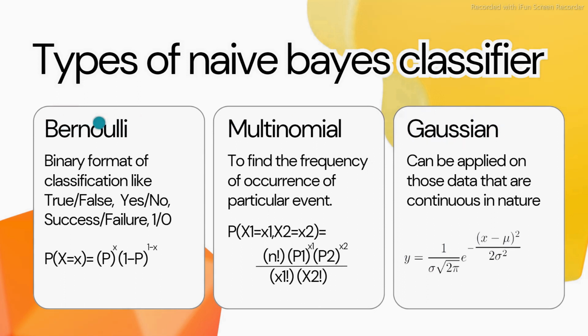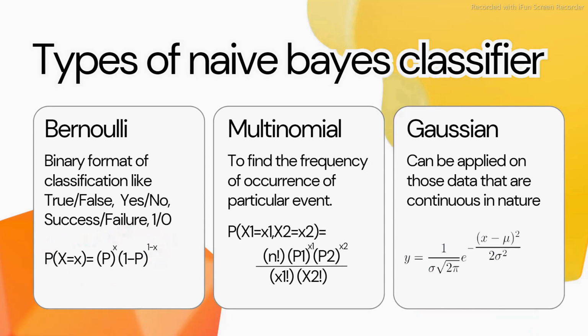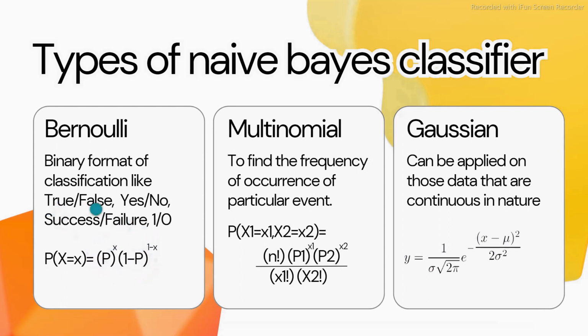Bernoulli is going to classify the objects into two types, true or false, and it might be yes or no, success or failure. It can be calculated using P(x) = p^x (1 - p)^(1 - x). 1 minus p means the failure; this is the success rate, this is the failure rate. Using this, we can calculate whether it belongs to the true class or the false class. If the value is very low, then it is false. If it is very high, then it is true, right?